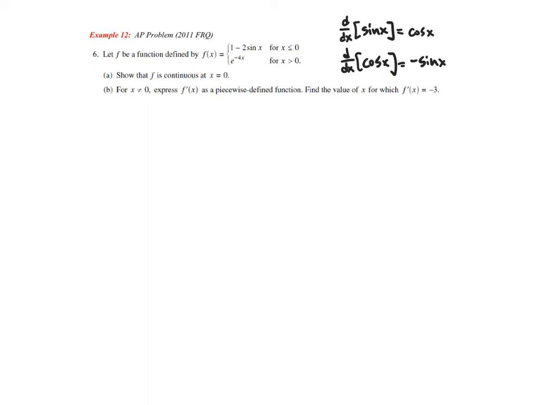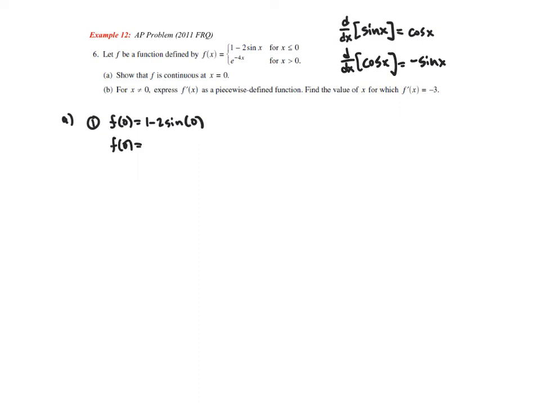Okay, so let f be the function defined by f of x, piecewise style, is equal to 1 minus 2 sine x for x less than or equal to 0, and e to the negative 4x for x greater than 0. Show that f is continuous at x equals 0. So the first step to continuity is to show that f of 0 exists. Well, f of 0 would equal 1 minus 2 sine of 0. And I knew that f of 0 was located there because I can see that this portion of the function includes 0. Okay, so what would f of 0 evaluate to?